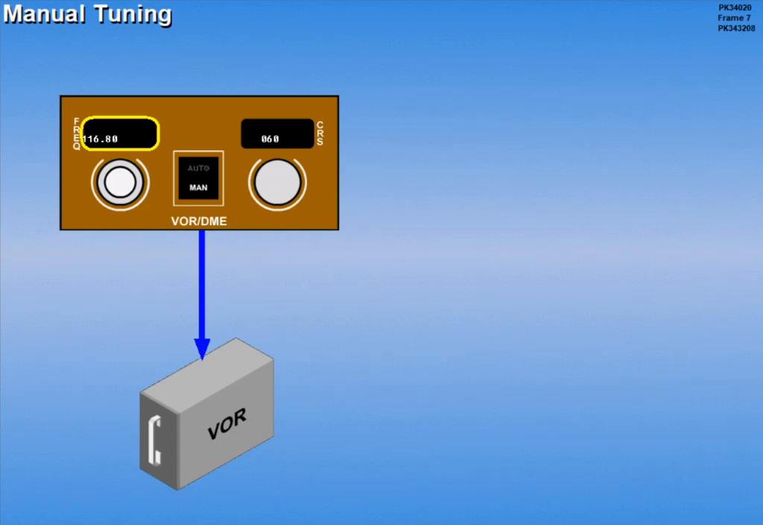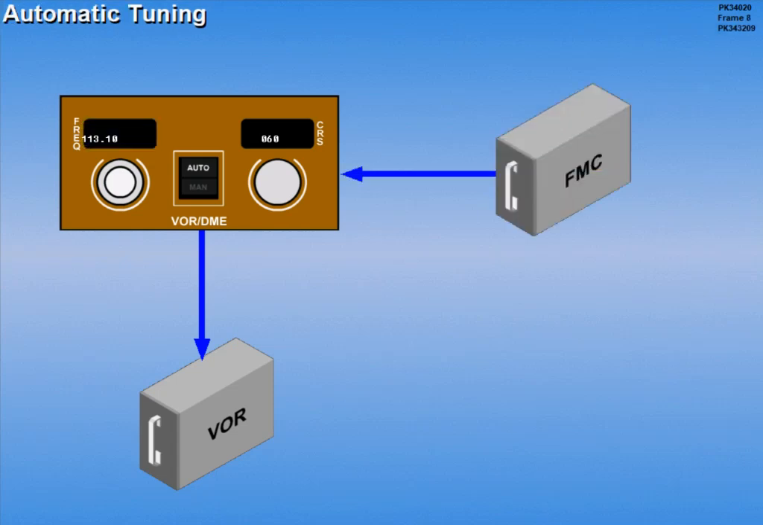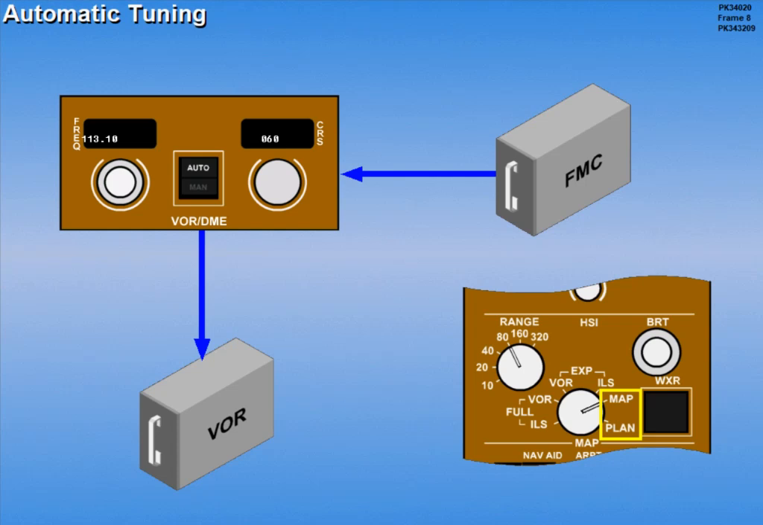Now click on the Auto Manual Select switch to select Auto Tuning. In Auto, the FMC automatically selects and tunes both VORs. The HSI mode selector must be in the map or the plan mode to allow automatic FMC tuning of the VORs. The tuned frequency is displayed in the frequency indicator.